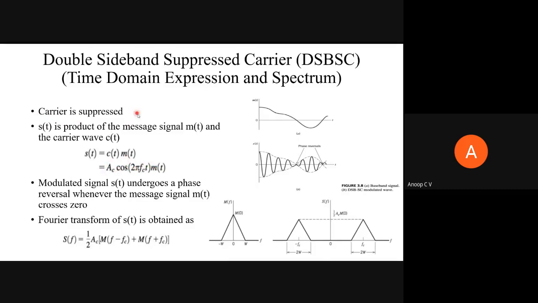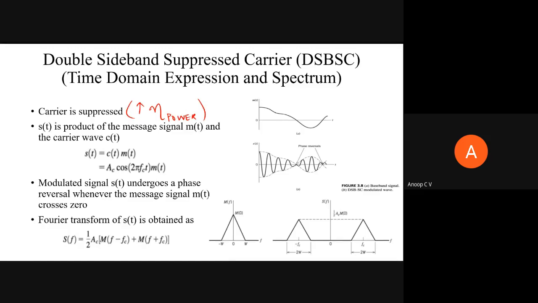So what is the advantage of suppressing the carrier? The advantage is improved power efficiency. Maybe I'll write it down here. The advantage of suppressing the carrier is improved power efficiency. I'll write it as eta. Power efficiency is normally represented that way. So improved power efficiency. But there is a problem.